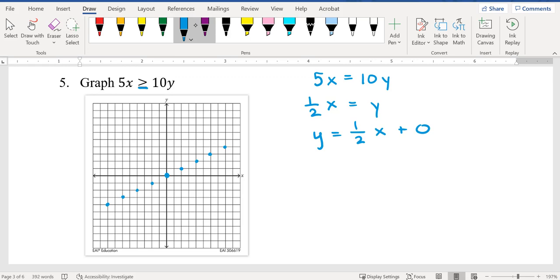I want to use my slope, up 1 over 2, to graph more points, or down 1, left 2. Since it is an equal to here, it's greater than or equal to, my boundary line is a solid line.